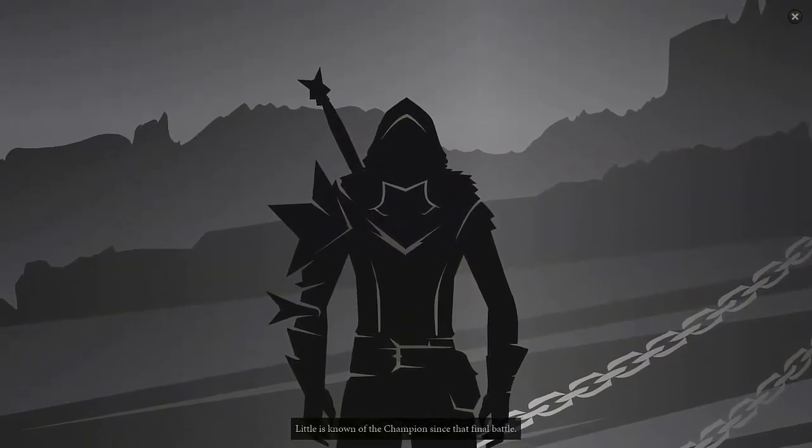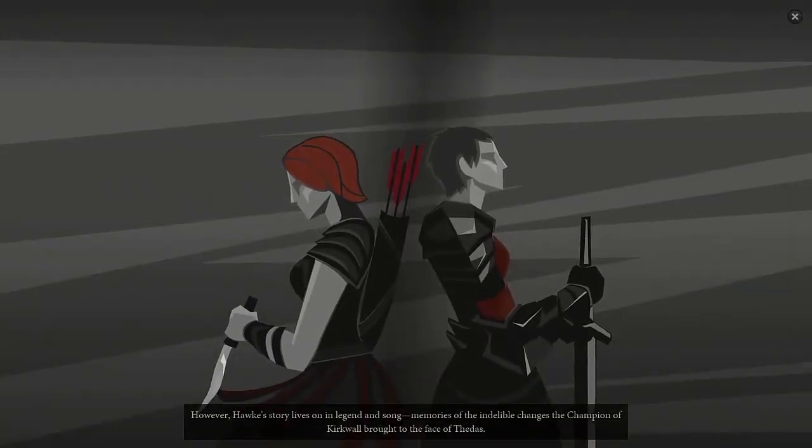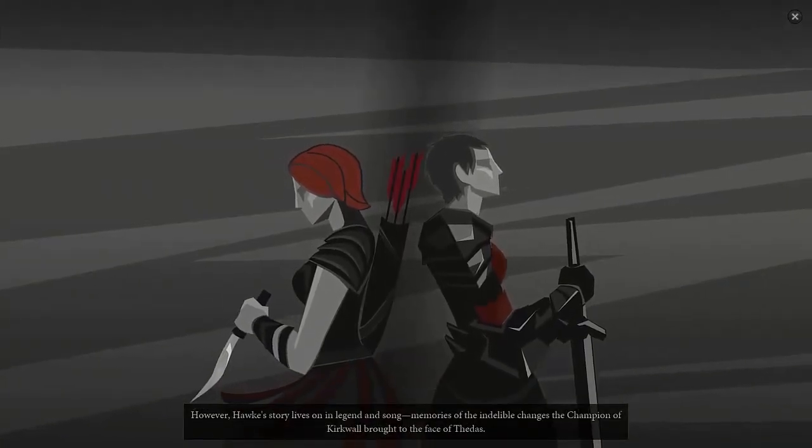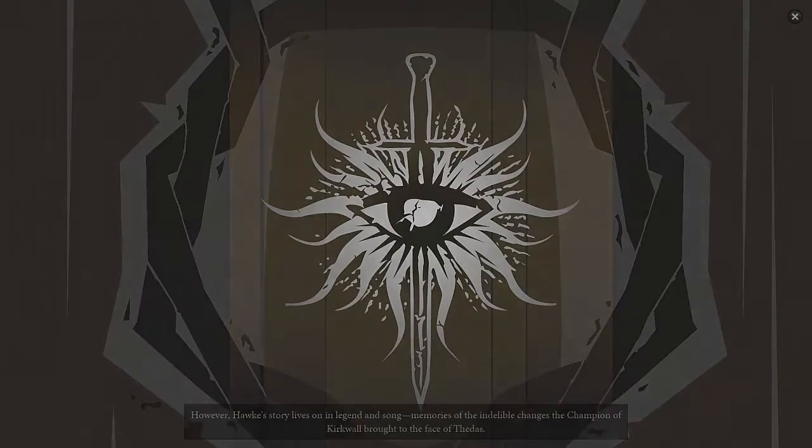Little is known of the champion since that final battle. However, Hawk's story lives on in legend and song. Memories of the indelible changes the champion of Kirkwall brought to the face of Thedas.